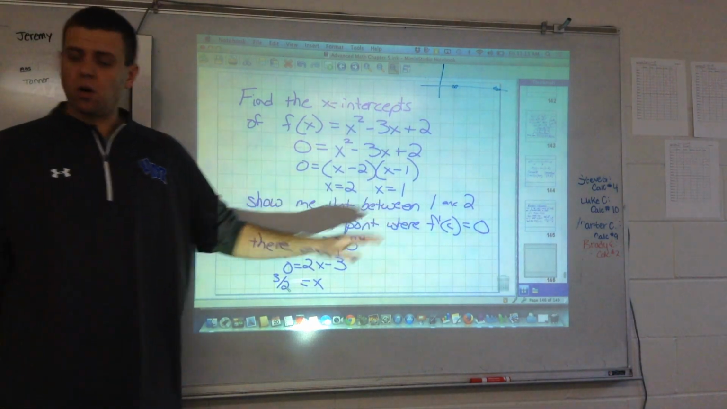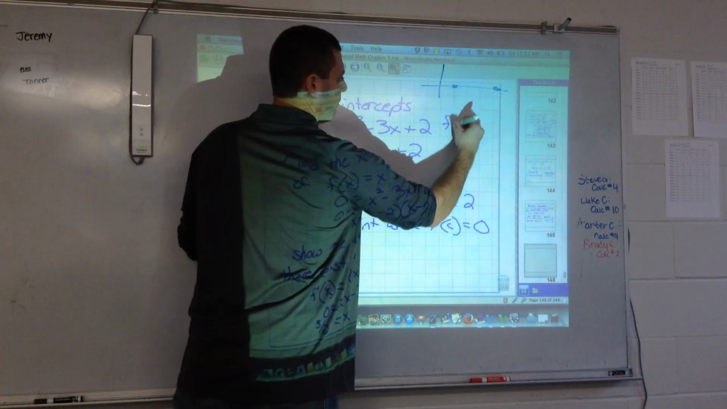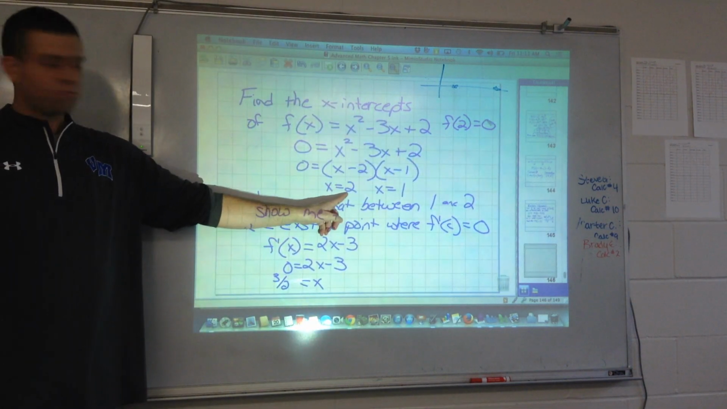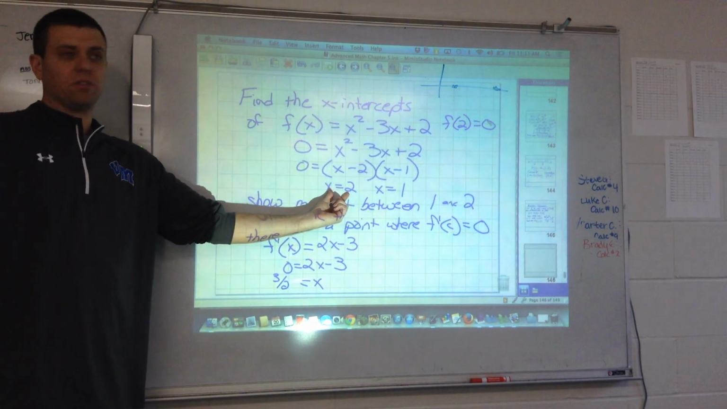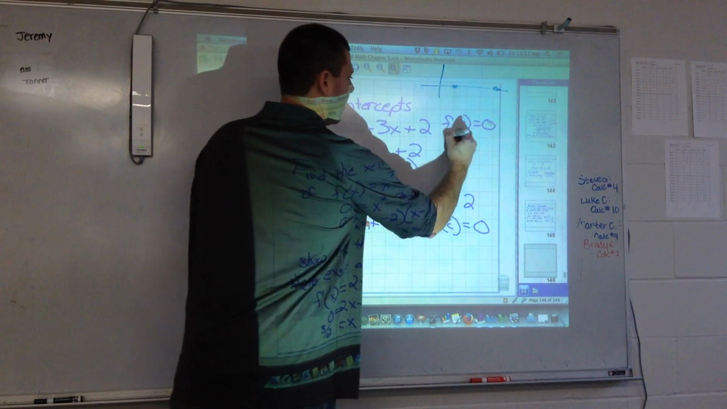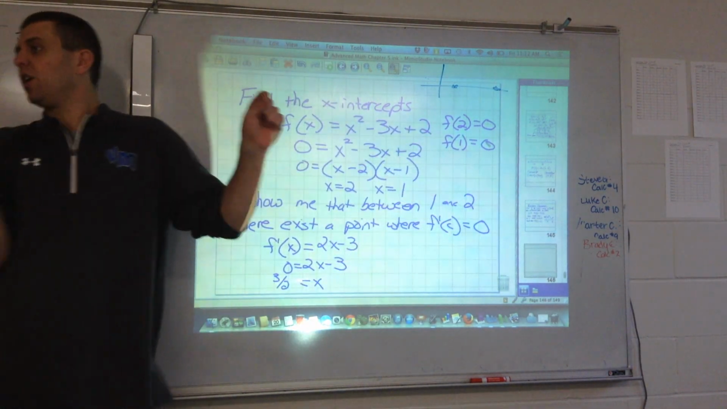Would you agree that f of 2 equals 0? Because we know we found the zeros when we did this factoring. We found the zeros, and we know that f of 1 equals 0. So they're both equal to the same amount.